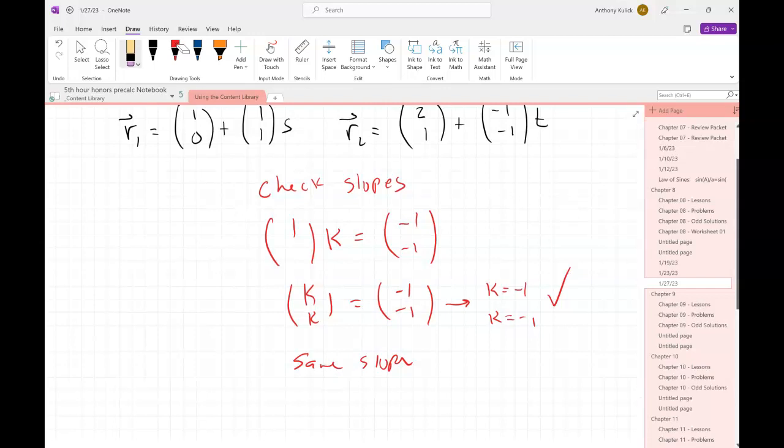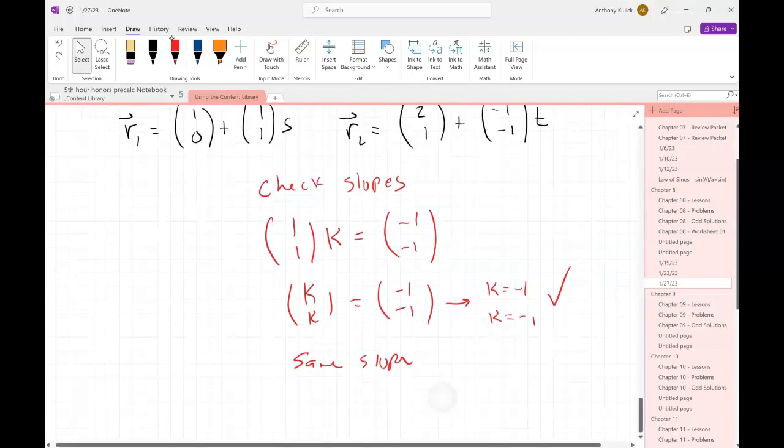If, for example, this was like (1, 2), then you'd have something like that. Now they can't be parallel because you need a different k to make them the same, right? Now that's not what we had, so I'm going to just back that out of there.